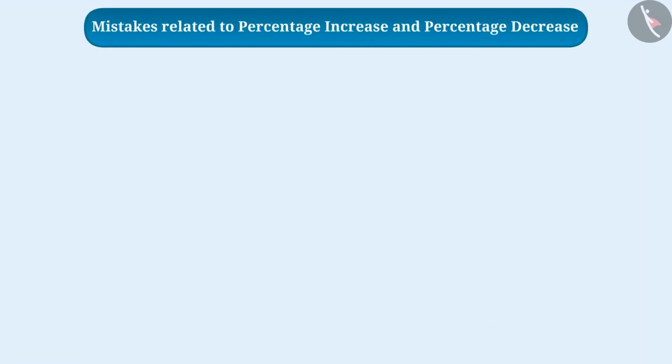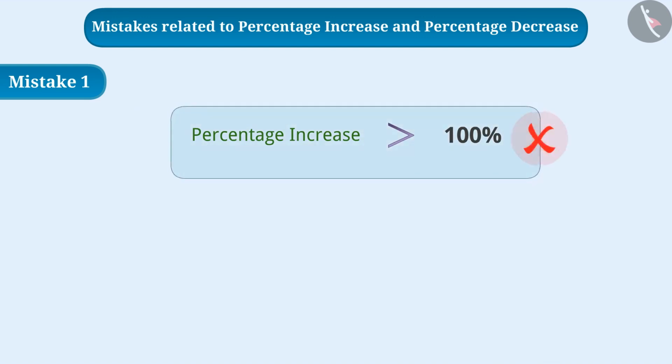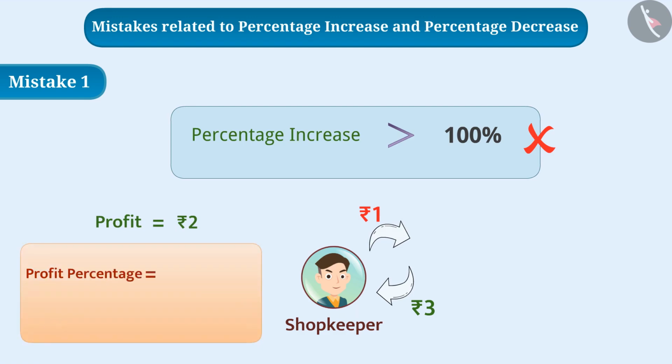Now, let's know some mistakes related to percentage increase and percentage decrease. Mistake 1. Some children think that percentage increase can never exceed 100%. But this is a wrong understanding. Suppose a shopkeeper gets 3 rupees after spending 1 rupee, then his profit will be 2 rupees and the profit percentage will be 2 divided by 1 multiplied by 100, which is equal to 200%.